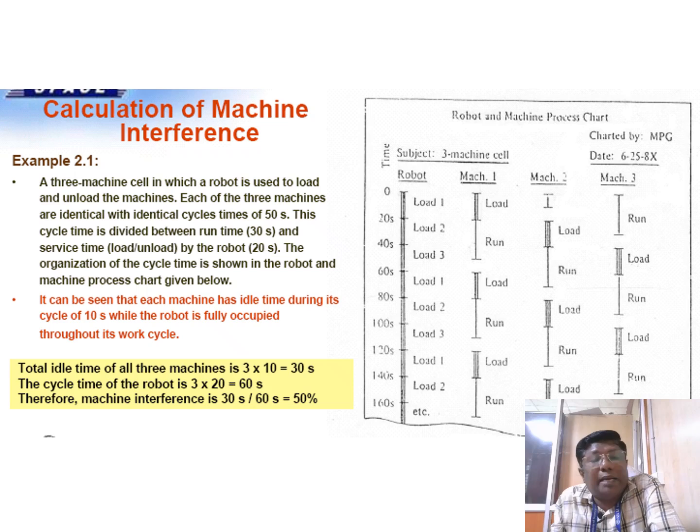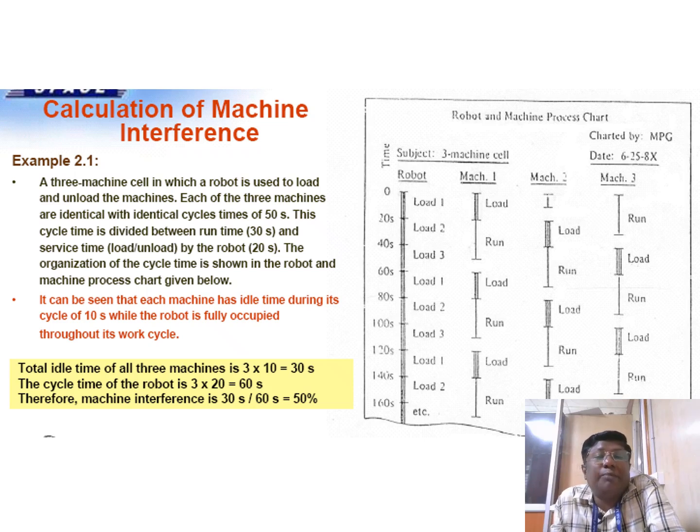Now it is giving a sample calculation of how to do it. Look here: a 3-machine cell in which a robot is used to load and unload the machines. Each of the 3 machines is identical, with an identical cycle time of 50 seconds. This cycle time is divided into run time, 30 seconds, and service time, load and unload, 20 seconds.